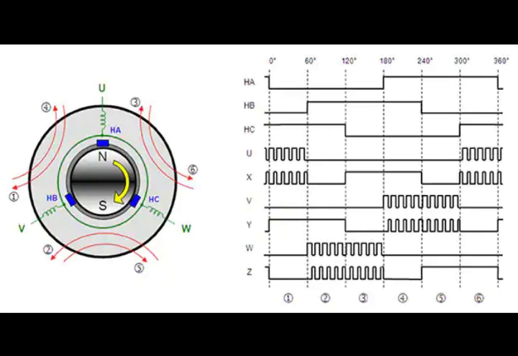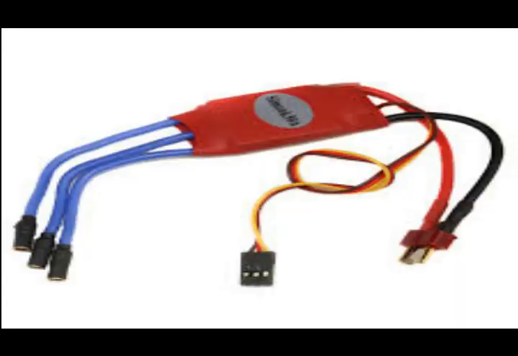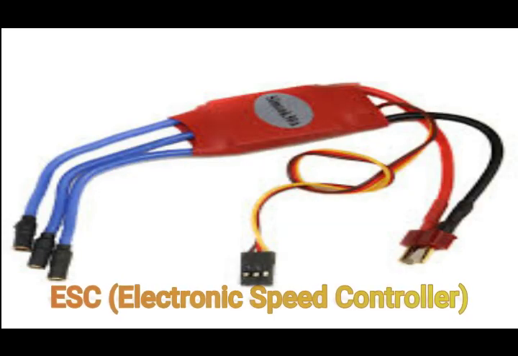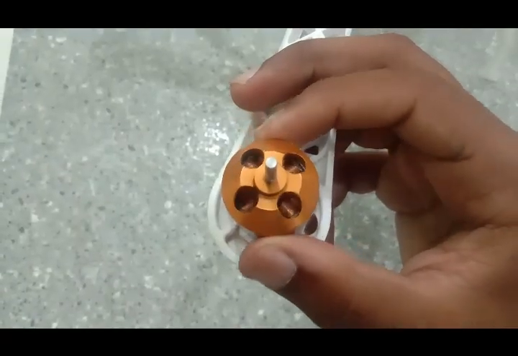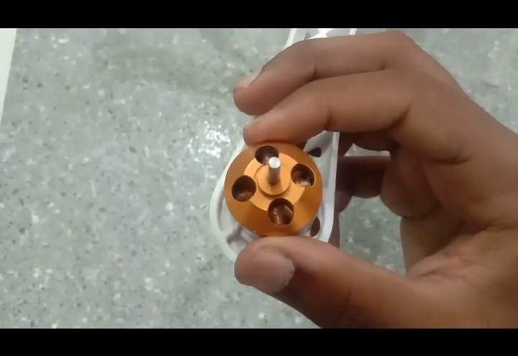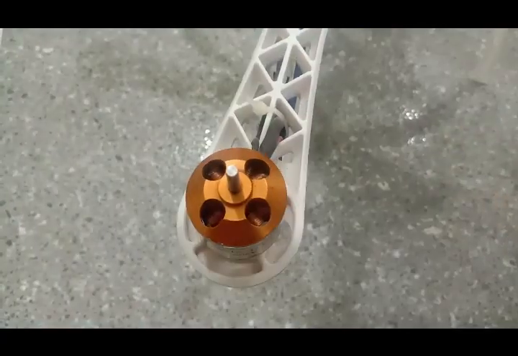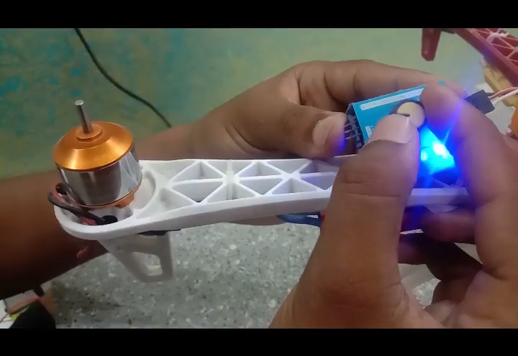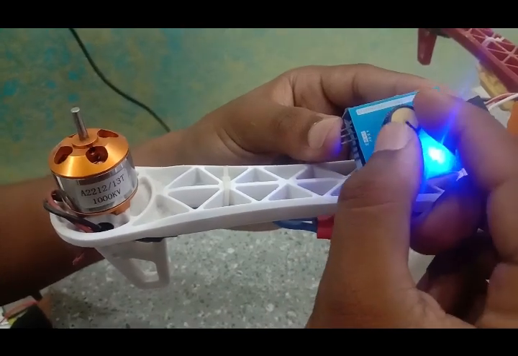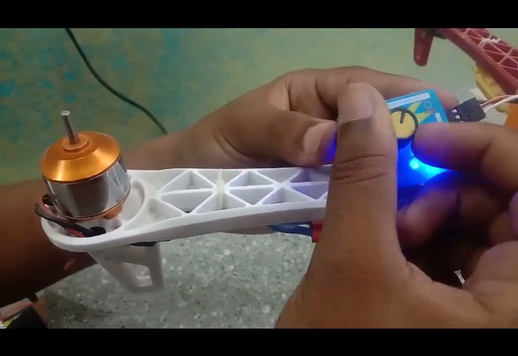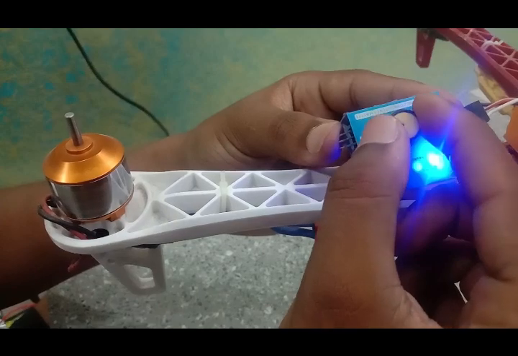So for this we need a special type of hardware called an ESC, aka the electronic speed controller. The electronic speed controller controls everything. We need to only give a PWM pulse, aka pulse width modulation, as an input, and according to the duty cycle of the PWM pulse, the speed of the motor is controlled by controlling the frequency of the sequence.